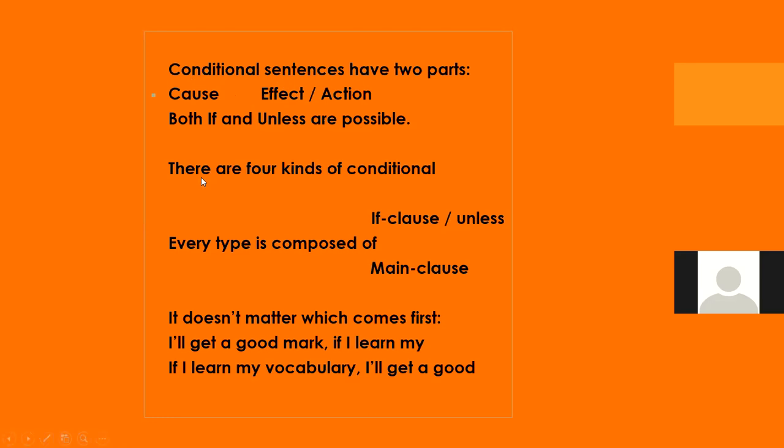Okay. Well, actually, there are four kinds of conditional sentence. Like I said in the beginning, type 1, type 2, type 3, and 0. Every type is composed of an if clause and a main clause.